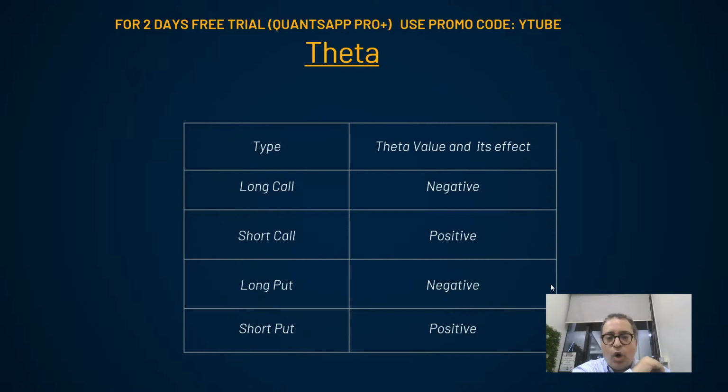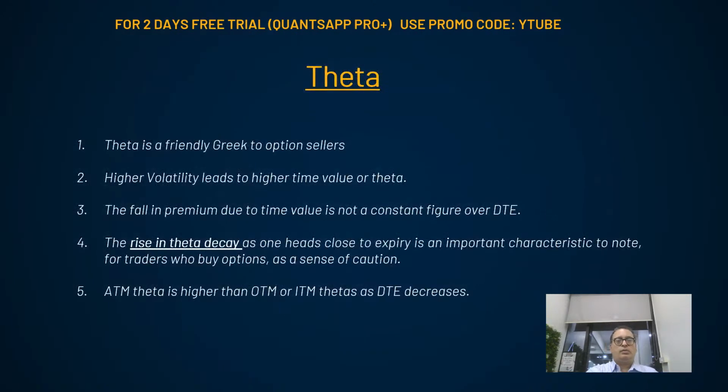So similarly, a short call has a negative delta because you're shorting. So that's a negative, and negative into negative is positive. So you have a positive impact of theta. You're gaining theta by shorting a call or shorting a put. So shorting options is a positive theta impact. That's what this slide highlights to you. So theta is a friendly Greek to option sellers.